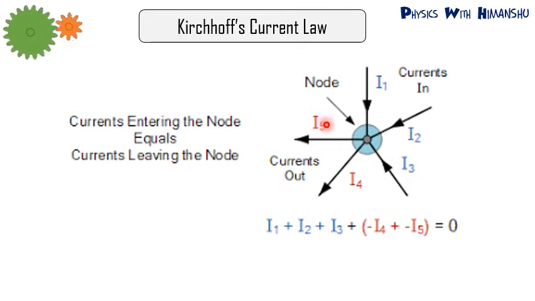And this law is applicable because charges can never accumulate at any point in a circuit. At any point, the total incoming charge will be equal to the total outgoing charge. So this is Kirchhoff's current law, whose applicability is due to the fact that charges can never accumulate at one point.